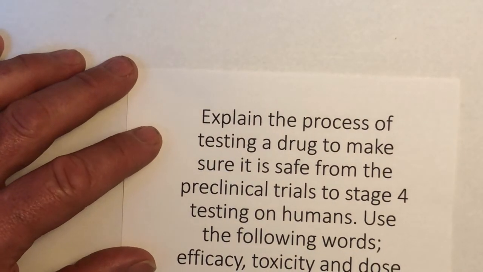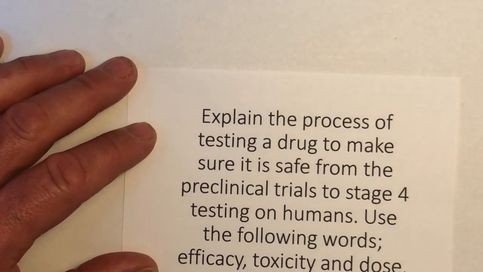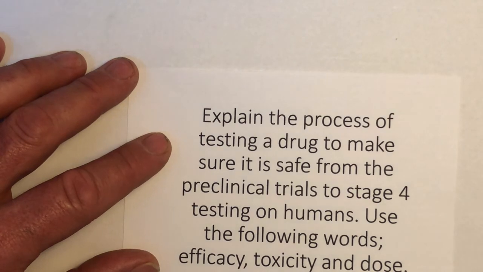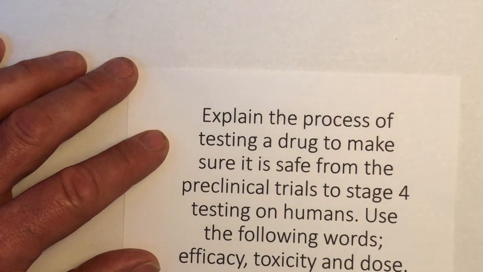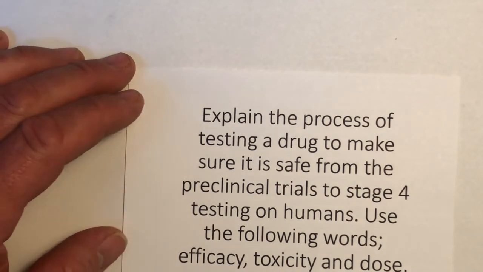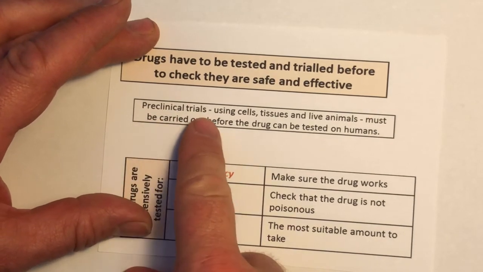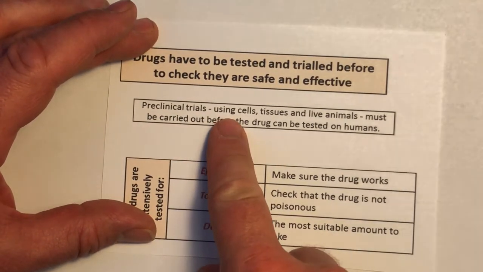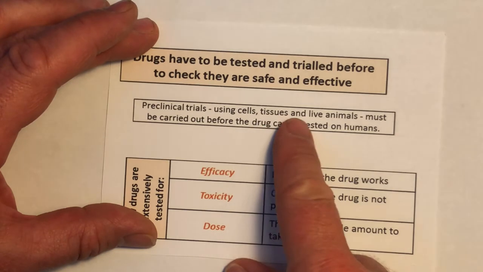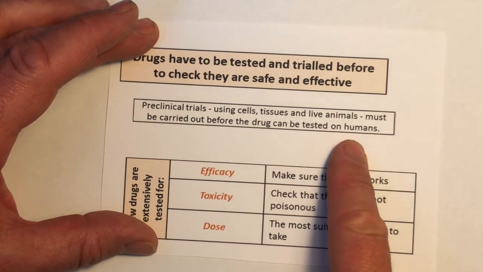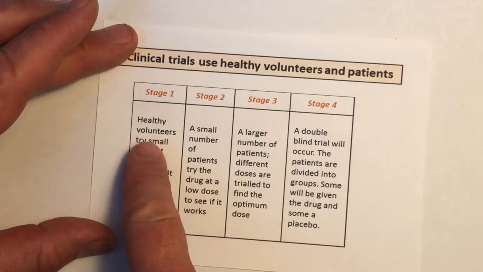Explain the process of testing a drug to make sure it is safe from the preclinical trials to stage 4 testing on humans. Use the following words: efficacy, toxicity and dose. So really in that question, what you need to do is talk about the preclinical trials, where drugs are tested on cells, tissues and live animals and must be carried out before the drug can be tested on humans.